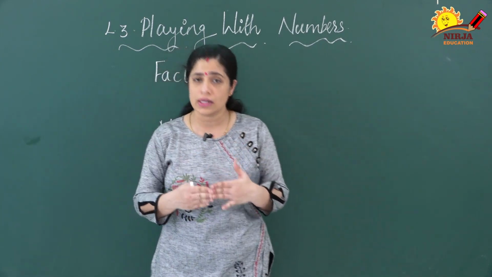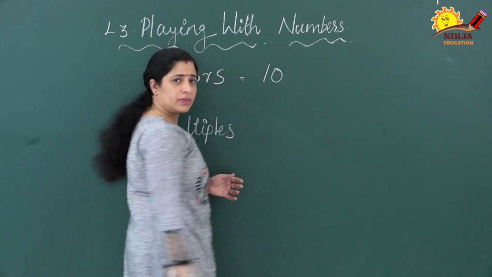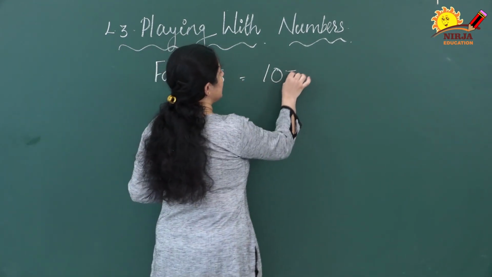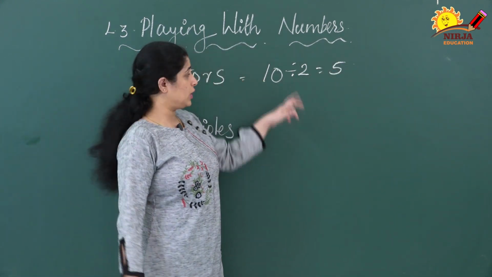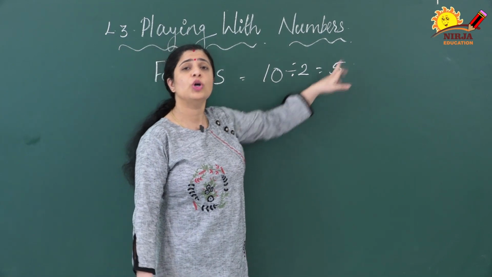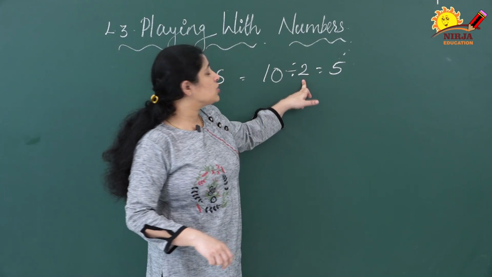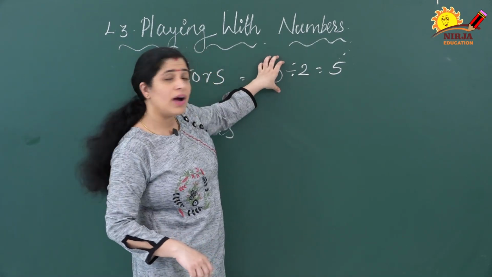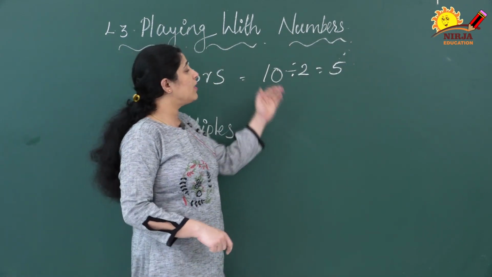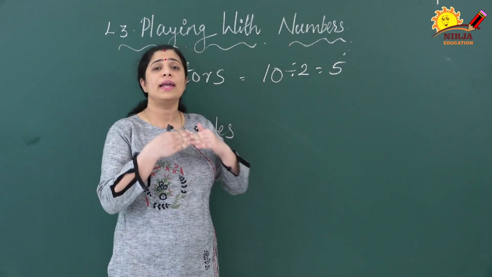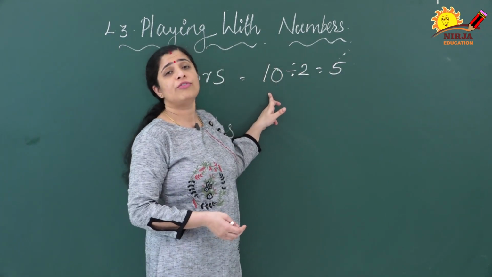I will give you an example. Suppose I am taking the number 10. When you divide 10 by 2, you will get 5. Yes or no? Yes, when you divide 10 by 2, you get 5. That means 2 is a factor of 10, because you can divide 10 by 2 completely and exactly. So 2 is a factor of 10.